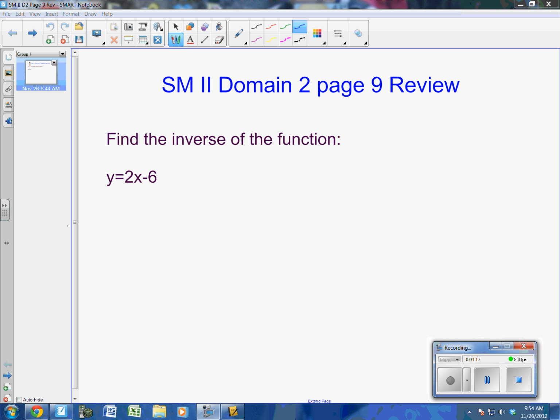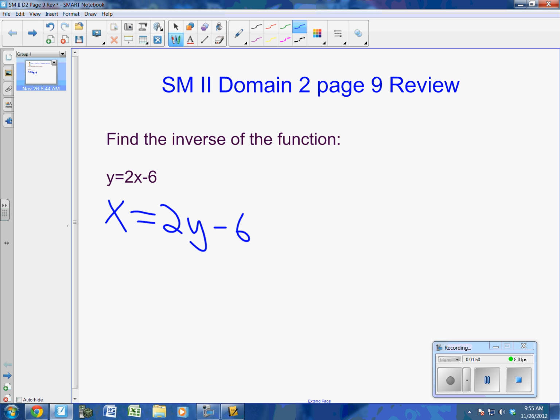All right, now, find the inverse of the function. Well, the first step we don't have to do because it's already done for us. Let's change the f of x to a y. I just put y equals 2x minus 6 instead of f of x equals 2x minus 6. So that first step's taken care of. The second step is to write the inverse. How do you write the inverse? Switch x and y. That's right. Guys, that's how simple finding an inverse is. You switch x and y.